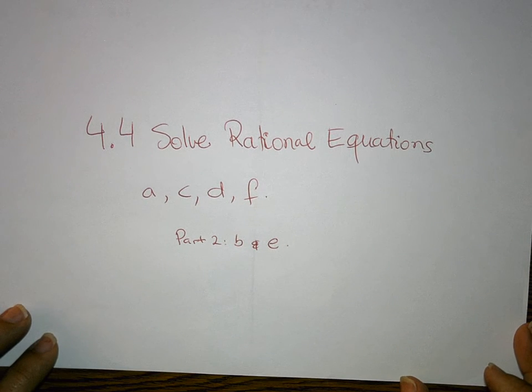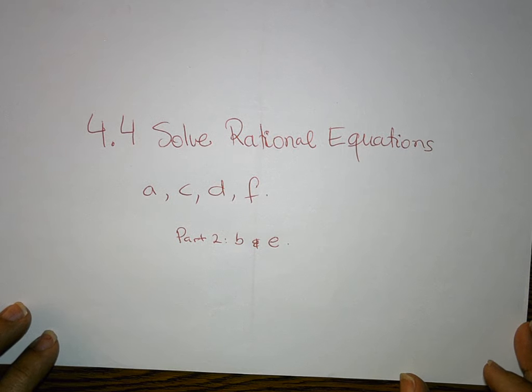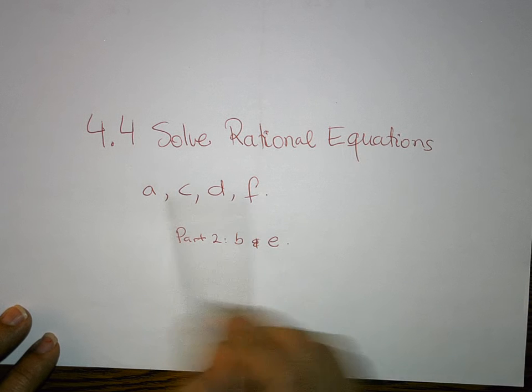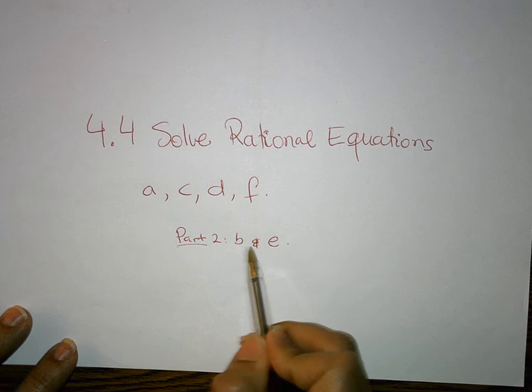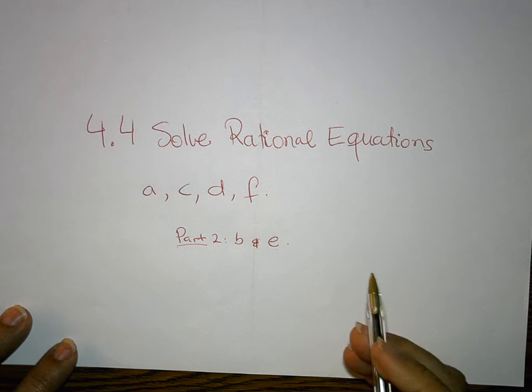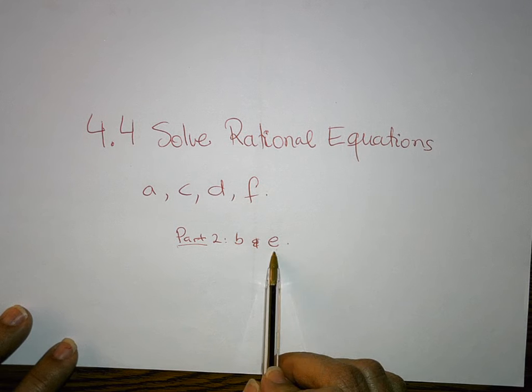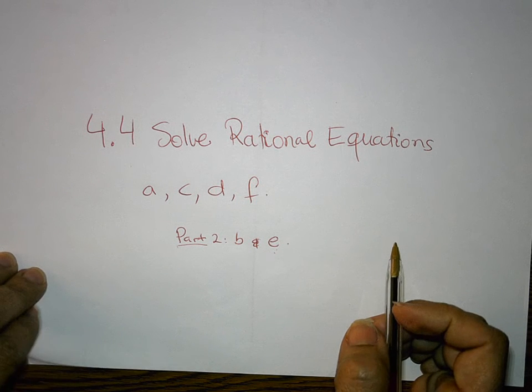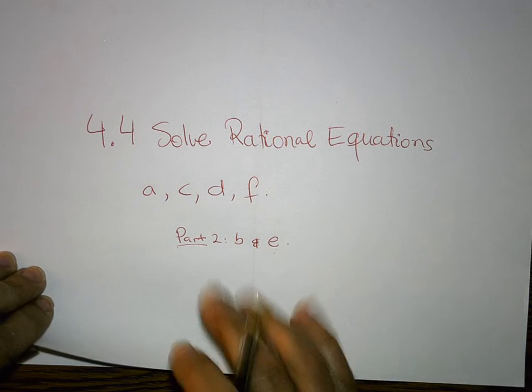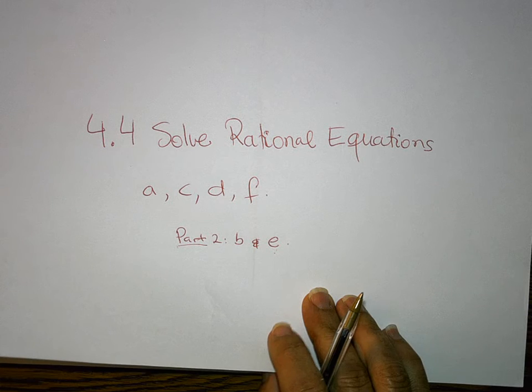Alright, here's 4.4, solve rational equations, and I would do A, C, D, and F. They're the easier problems, and then on part 2, I'm going to do B and E. Okay, they're a little bit different with 3 terms, so we're going to do a few of them. We're going to be solving rational equations, is what we learned in class. Okay, so let's do a few first.